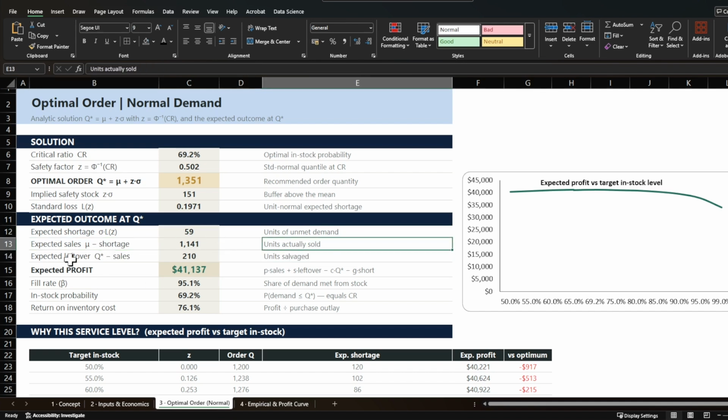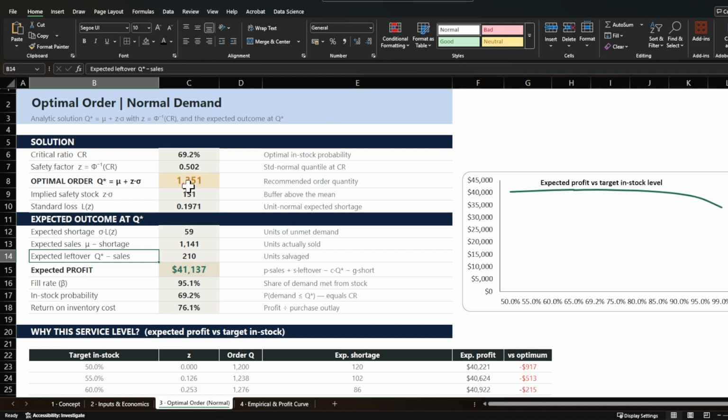Okay, so what is the expected leftover? I am ordering 1351. As per my demand curve, I am going to get 1141 actual customers. As per the normal demand curve, I am going to lose 59 customers from the mean demand. Then I will be left over with 1351 minus 1141, which is 210, correct? And then I am going to calculate my expected profit.